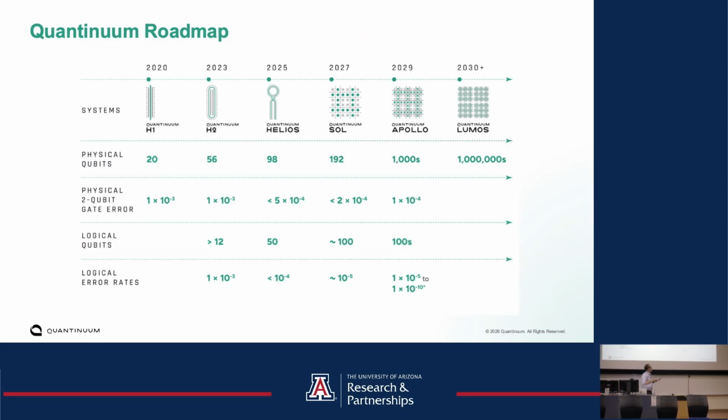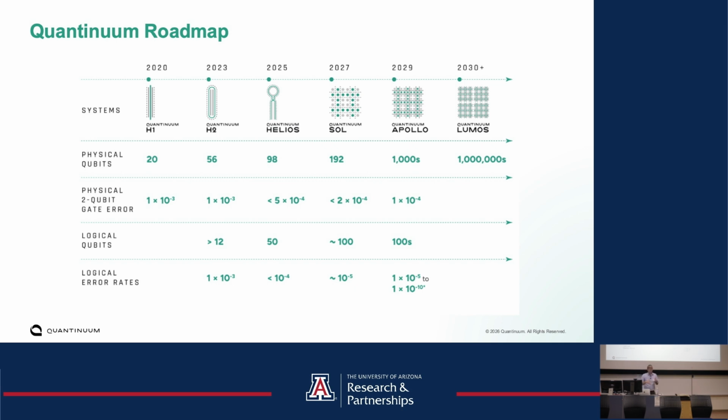So as we look to the future, we're sort of in the middle of this with Helios, which is 98 qubits. As we look in a couple years, in 2027, Sol will be released. So it's just shy of 200 qubits. We're pushing down the physical error rates a little bit, but largely just increasing the number. And that allows us to build more logical qubits. In 2029, there's Apollo, which is several thousand physical qubits. And then in 2030, Lumos with 1 million physical qubits, which you can get by tiling multiple of these traps together.